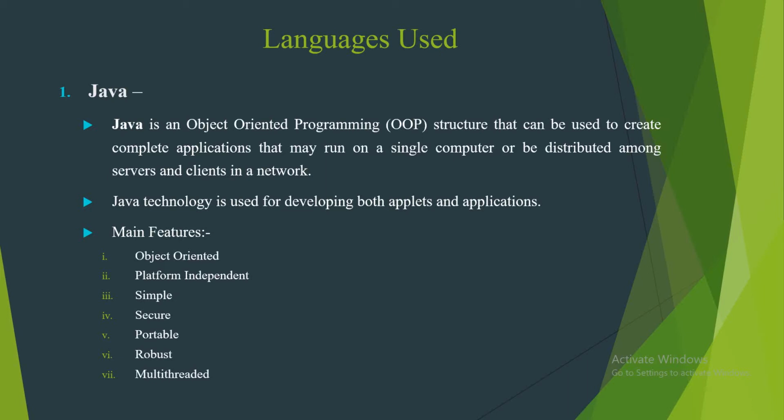Now let's move on to the languages which are used in Android applications. The first language is Java. Java is an object-oriented programming language that can be used to create complete applications that may run on a single computer or be distributed among servers and clients in a network. Java technology is used for developing both applets and applications. Some features of Java are object-oriented, platform-independent, simple, secure, portable, robust, and multi-threaded.